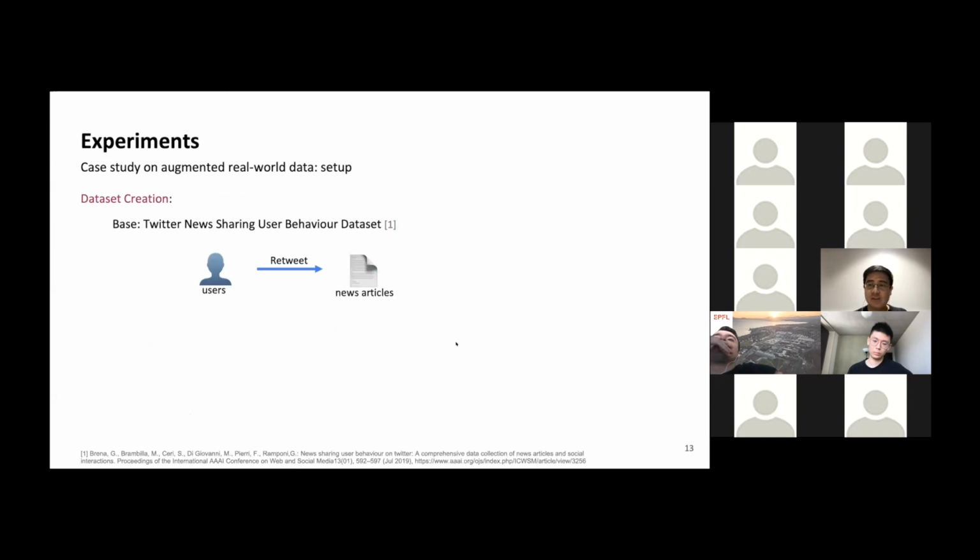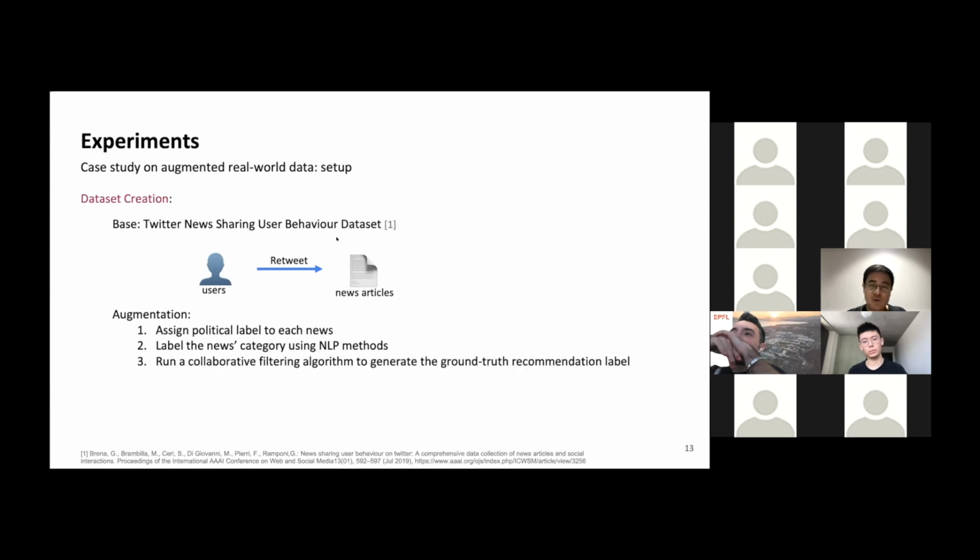Apart from this synthetic experiment setup, we also conducted a case study by evaluating VCMI on an augmented real-world dataset. We get our original data from this Twitter news sharing user behavior dataset, which contains a set of users and their retweeted news articles. Since this original dataset does not provide enough needed information, we make some augmentations to it. First, we assign a political label to each news article using a method mentioned in the original dataset paper. Then we generate the category label for each article using some NLP models.